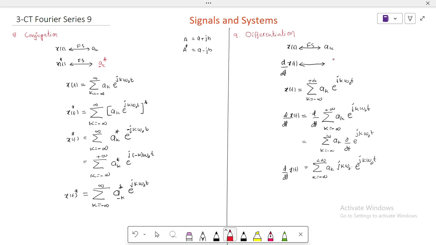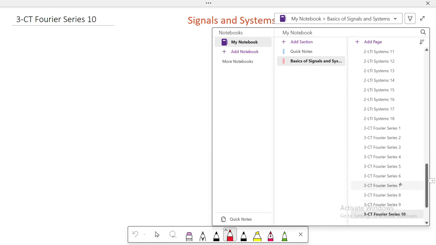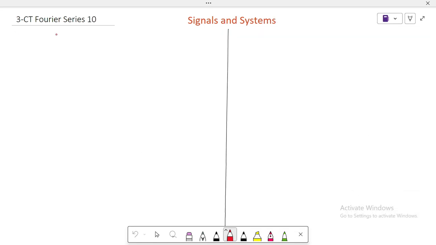In the 10th property, integration, the same concept that we applied for differentiation applies. In differentiation we got multiplication, so for integration the factor jk omega naught must be divided, is it?